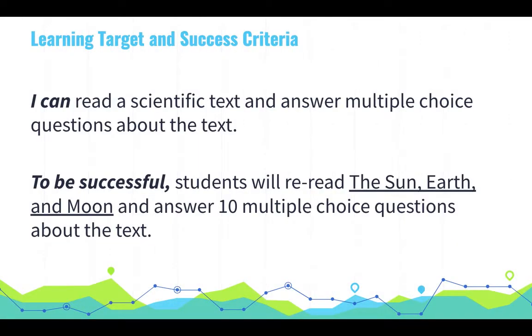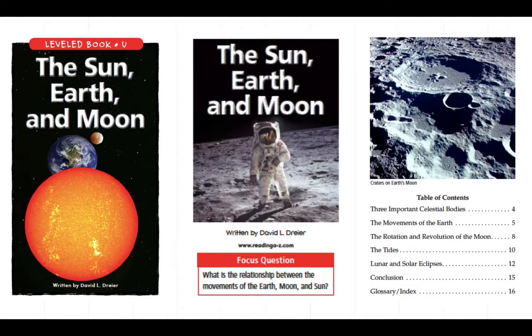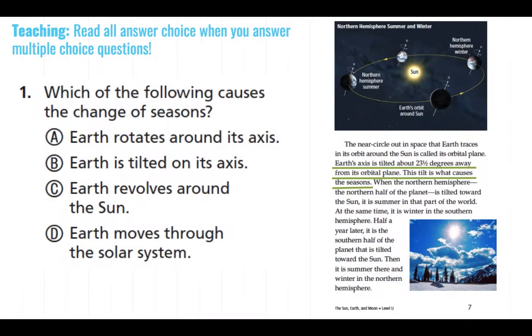Today's learning target: I can read a scientific text and answer multiple choice questions about the text. To be successful, students will reread The Sun, Earth, and Moon and answer 10 multiple choice questions about the text. So again, this is the story that you all read or listened to yesterday. Feel free to reread today or skim in order to help you answer the questions.